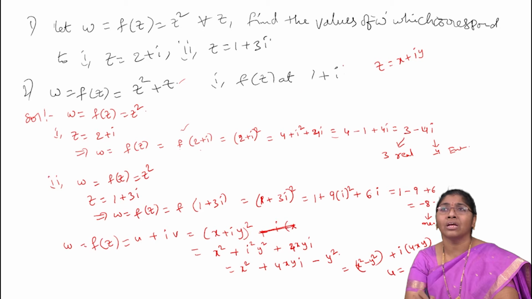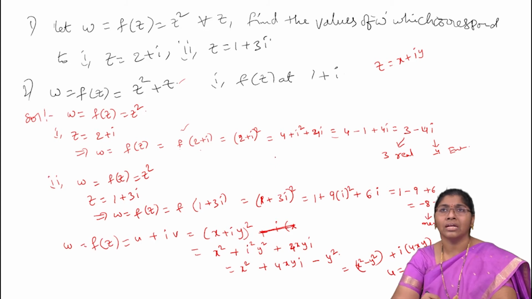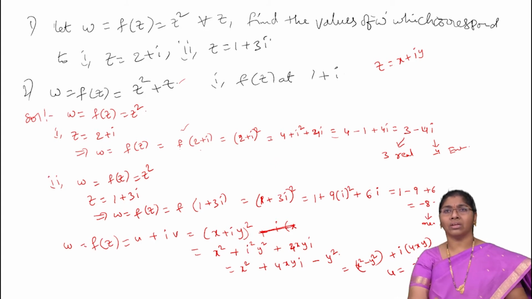They are asking the one corresponding to the first one. Now the second one, we are substituting the same as the earlier procedure, that is z equal to 1 plus 3i. Now substituting that one, we get minus 8 plus 6i, that is minus 8 is the real number and 6 is the imaginary number. In that condition, now w equal to f of z, that equals u plus iv.